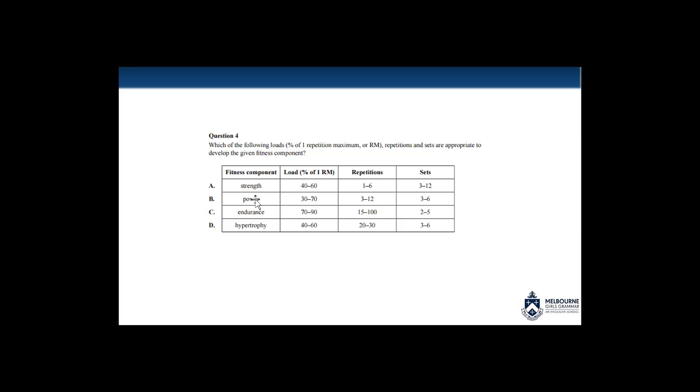Power, what are we looking at here? We're looking at load in the middle. Yeah, potentially. Reps potentially. Sets potentially. What about endurance here? So that's an option here. Endurance here, 70 to 90%. 15 to 100, that's way too high and way too heavy, so it's not that. And hypertrophy, which is strength-based, is going to be high RM, it's not that. So it's going to be P.